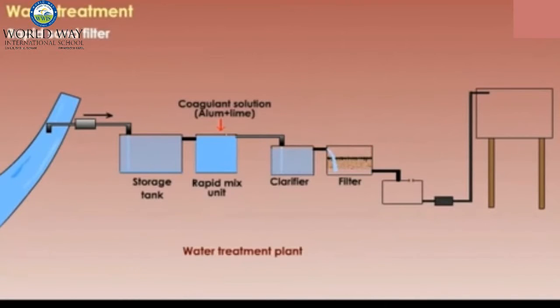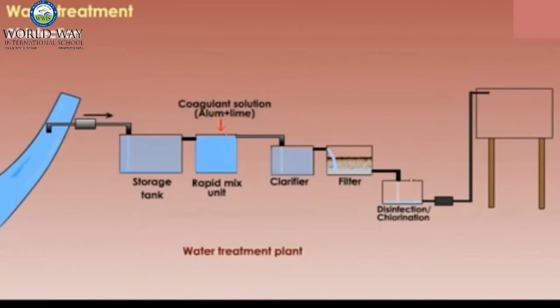Rapid sand filter. This is used for the filtration of clear water obtained from the clarifier. Here, turbidity-causing fine solid particles are trapped in the thick sand layer.